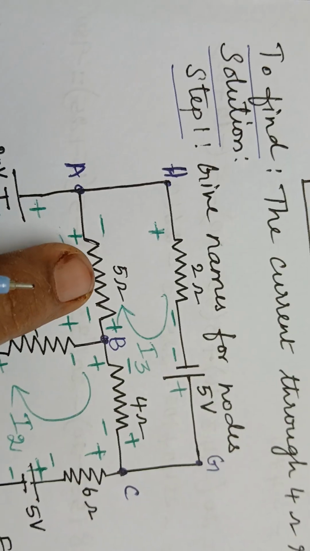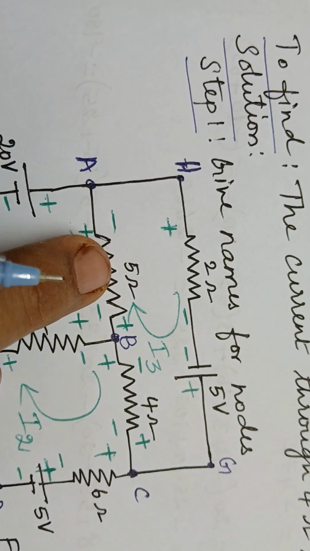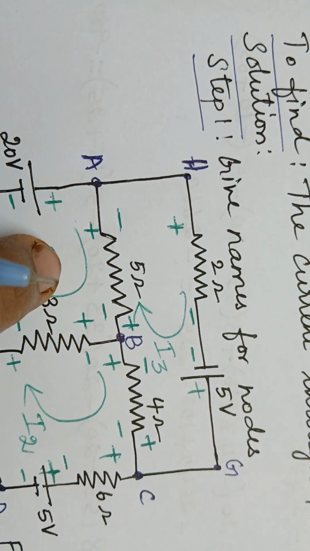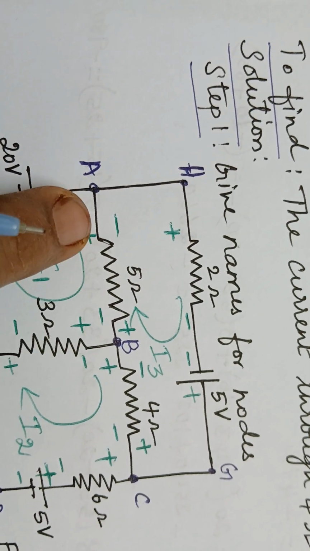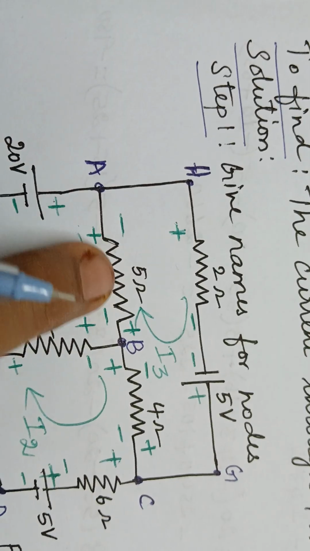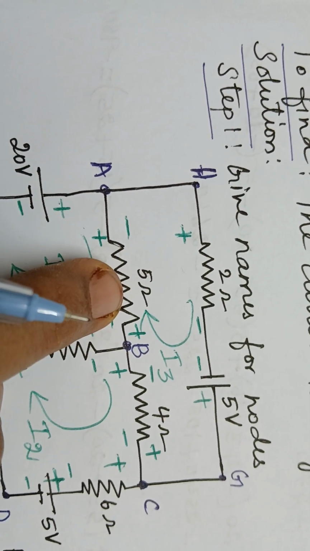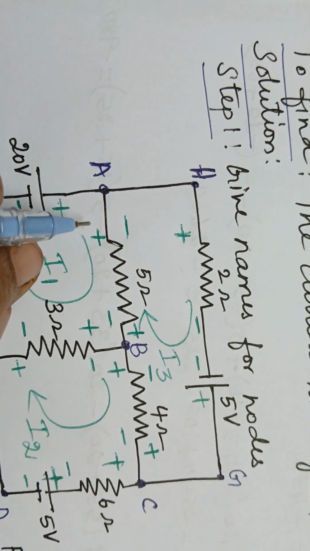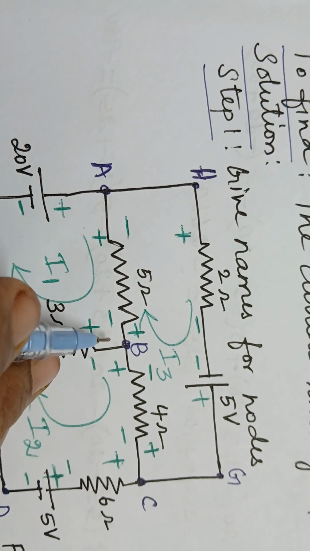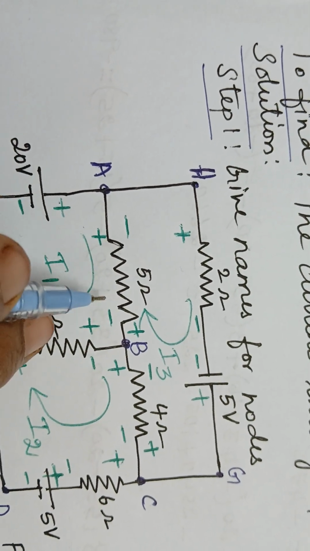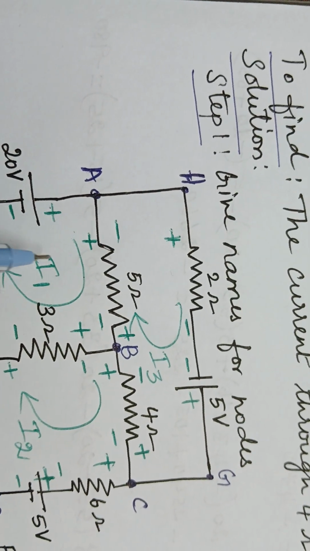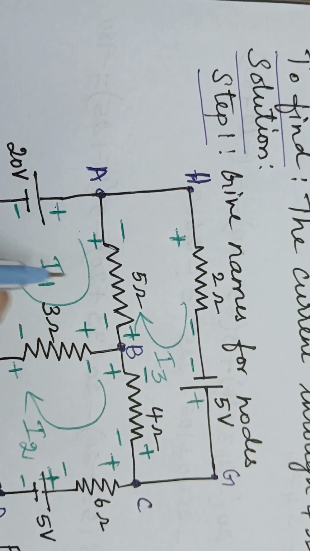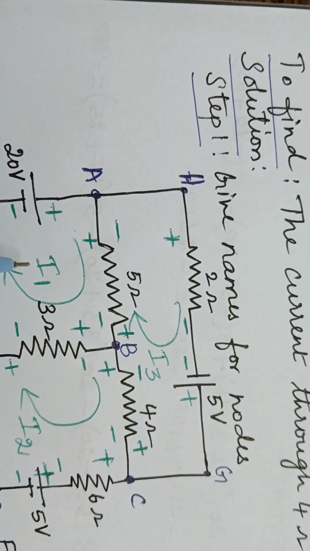And then this resistance is between I3 and I1. So two currents act upon this 5 ohm resistance. Here, the current entering is positive and the current coming out is negative. So it is minus I1. I will write minus 5 into I1.